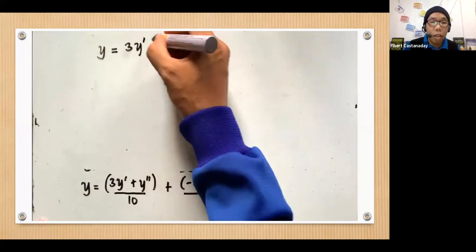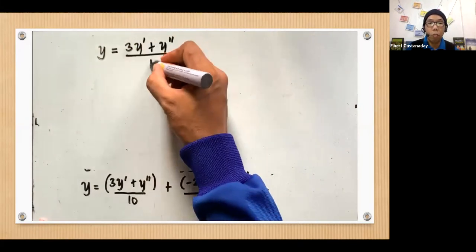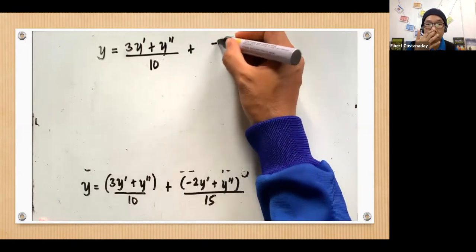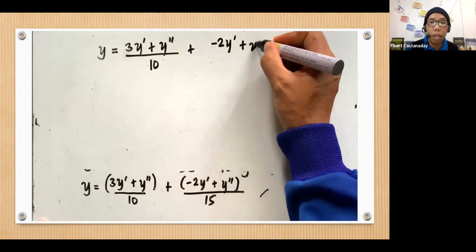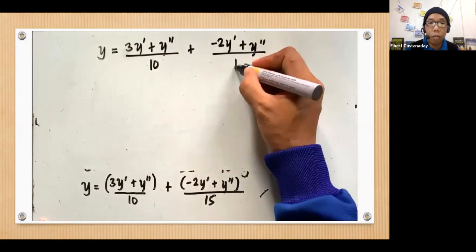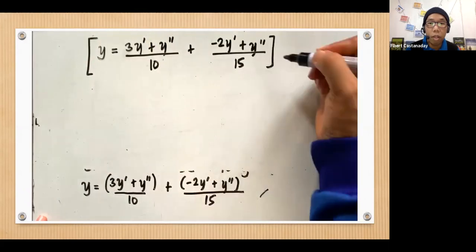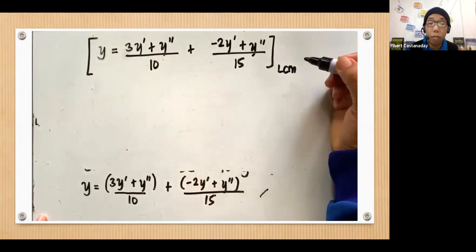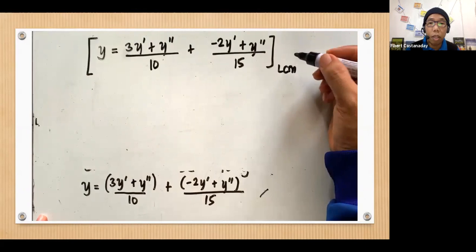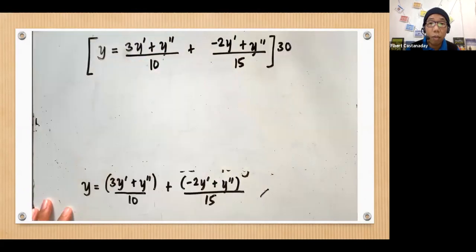So just copy again the equation below, and then think of the least common multiple that we can multiply the entire equation by. So 10 and 15, what's the least common multiple there? 30, right? So if you multiply both sides of the equation by 30, we have the result here.